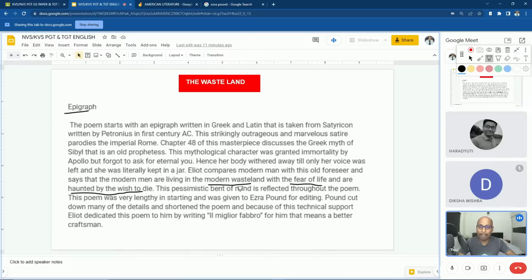This pessimistic bent of mind is reflected throughout the poem. This poem was very lengthy in the beginning and was given to Ezra Pound for editing. Pound cut down many of the details and shortened the poem, and because of this technical support, Eliot dedicated this poem to him by writing Il Miglior Fabbro for him, that means the better craftsman. So it begins with an epigraph.